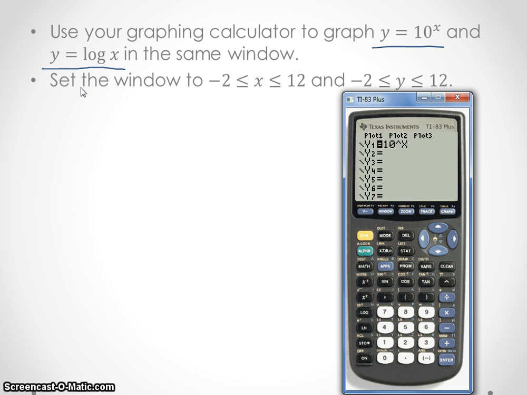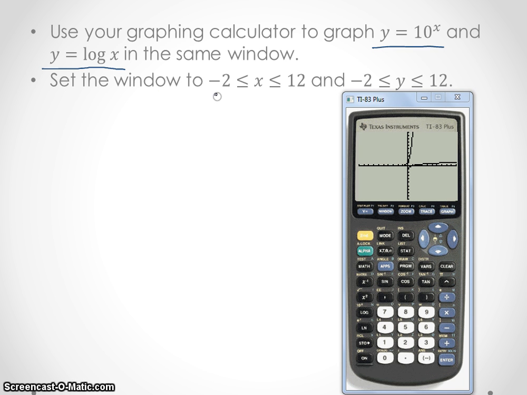And then our second equation is y equals log of x. And then we're going to go graph. Okay, still have a messed up window. So let's go ahead and zoom standard, so zoom 6. And better, but they actually specify what they want our window to be.